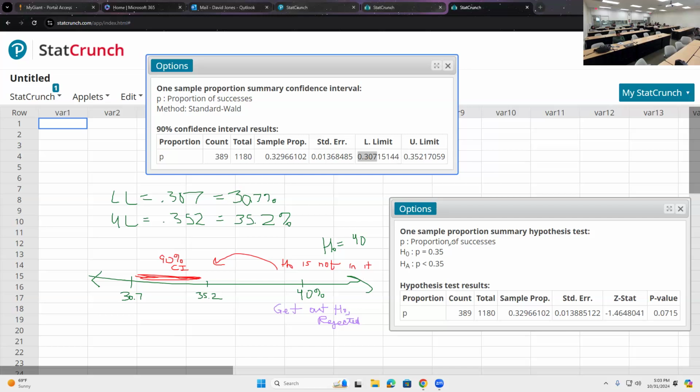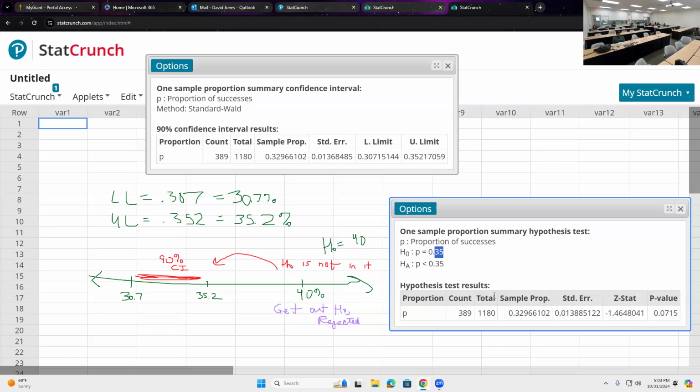Now, I had redone this. I wanted to show you, because we had said 40%, I changed it to 35. If I had said less than 35% of students wanting to take it, my p-value is 0.07. This would have been above alpha. Does that make sense? I'll write that on paper in a second.